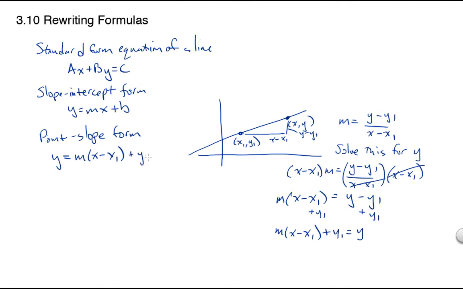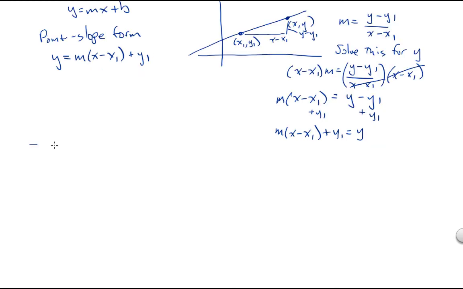plus y1. So if you know the slope of a line and a point on it, you can just plug the slope in here and the x and y coordinates of that point, and you'll be done. You'll have an equation of the line. Now, if a problem asks for the slope-intercept form, you'll have to distribute your slope through there and combine some like terms. But if you just want a quick and easy way to get an equation of a line from a point and slope, this is the way to do it.